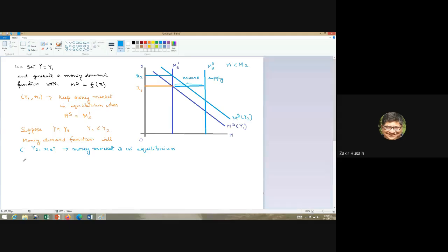Now, if you have excess supply of money, you can see very clearly from the diagram that the rate of interest must decline. This has to be the new rate of interest. But the question is why? What is the intuition? Why will the rate of interest fall?